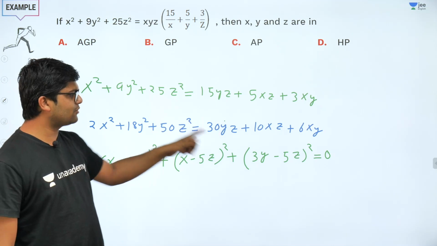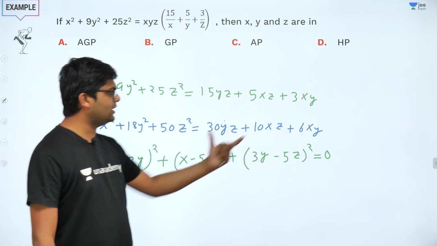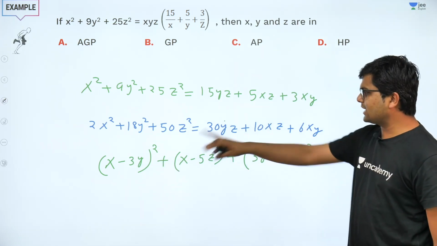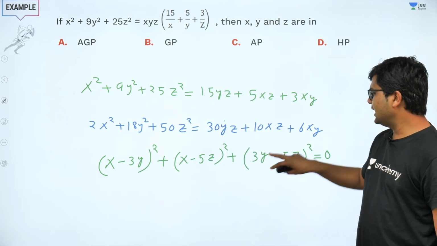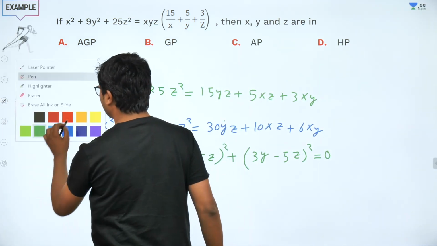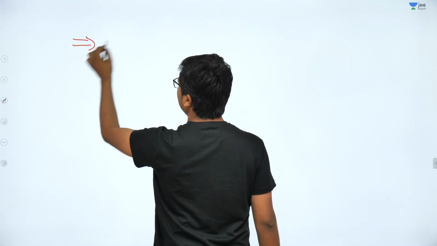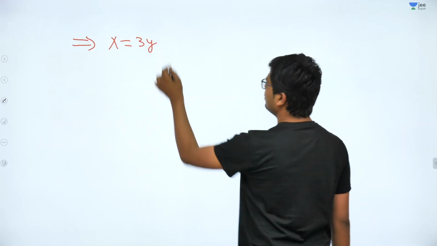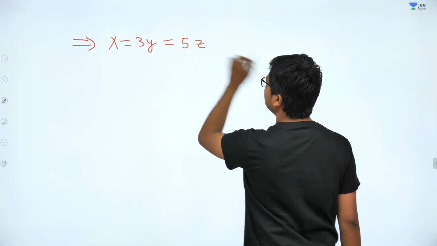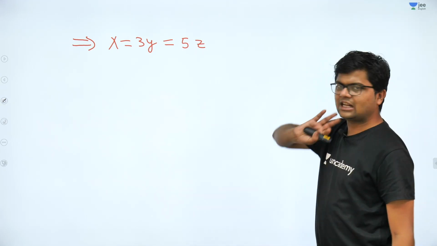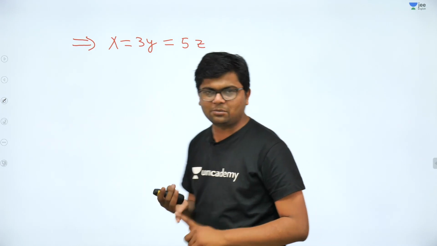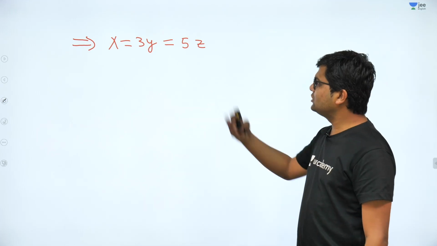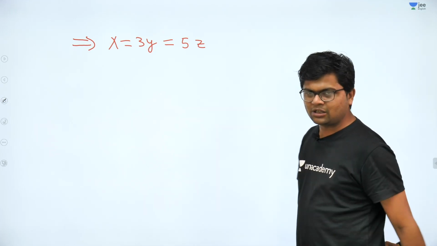Now the sum of squares is 0. If the sum of squares is 0, then it implies the squares are individually 0. It means x is equal to 3y, x is equal to 5z, and 3y is equal to 5z. Got my point? So if the sum of squares is 0, it implies the squares are individually 0. Therefore, x is equal to 3y and x is equal to 5z. So it implies x is equal to 3y is equal to 5z. So this is the relation that I have got, but this is not the relation of AP or GP, that I know for sure, because for AP, 2y equal to x plus z something like that should come, and for GP, y square equal to xz something like that should come.